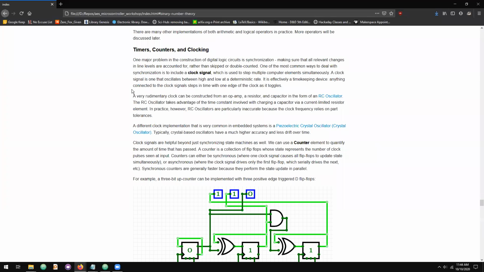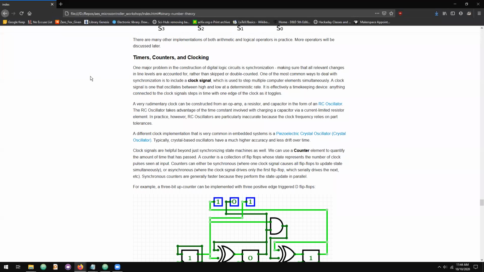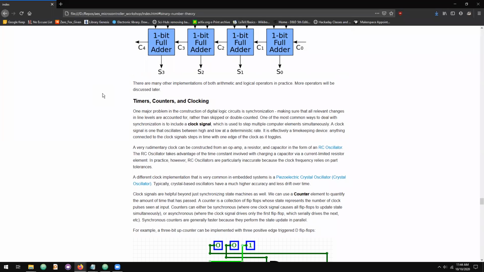The last thing that I want to talk about for computer elements is timers, counters, and clocking. So we talked briefly about a clock signal, and that's a signal that can switch between 0 or 1 at a very fixed frequency. What that ends up looking like in practice is a square wave.